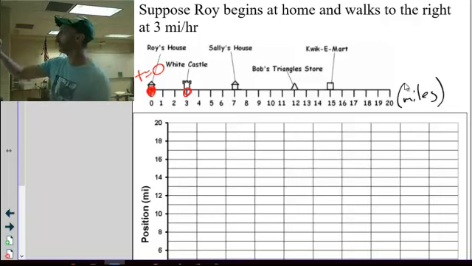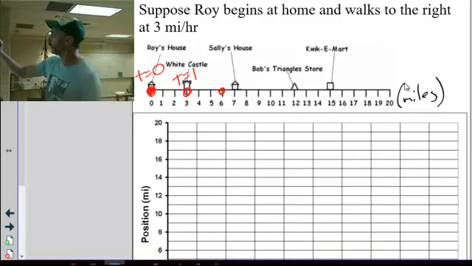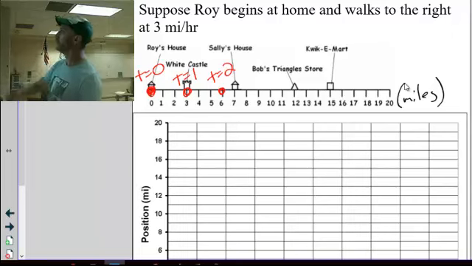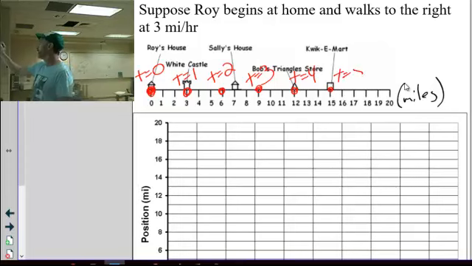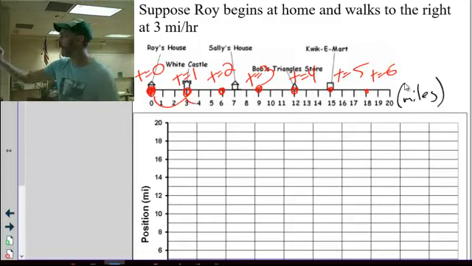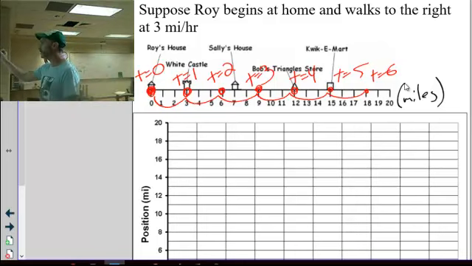So after 1 hour, he's going to be here at White Castle. In the next hour, he's going to go another 3 miles. So he'll be here at 6. All these times are in hours. Another hour later, he'll be over here. Another hour later, he'll be at the Triangle store. t equals 5, t equals 6. So what's he doing? He's going 3 miles every hour, right?